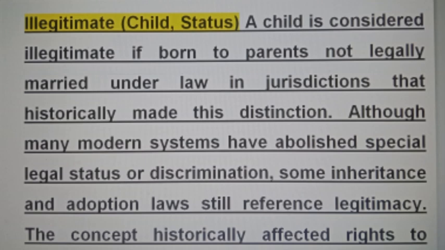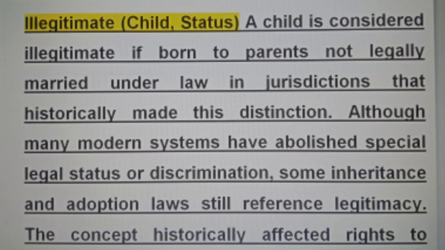The next term is illegitimate. Illegitimate child or status. A child is considered illegitimate if born to parents not legally married under law in jurisdictions that historically made this distinction.